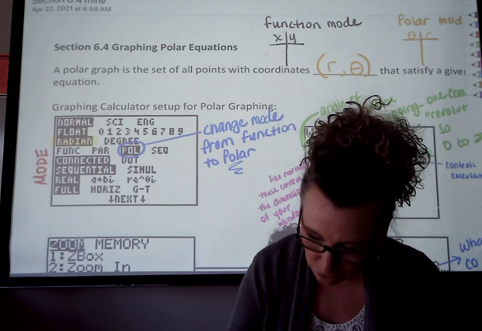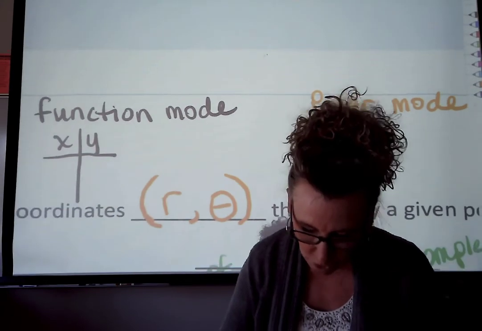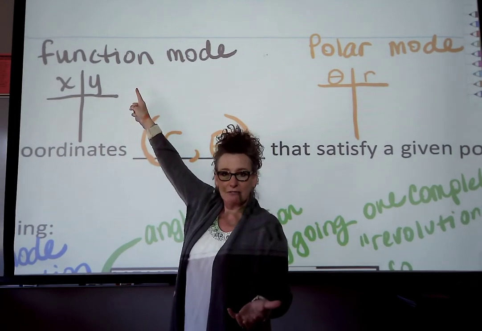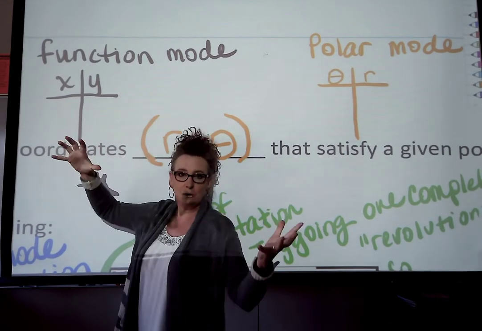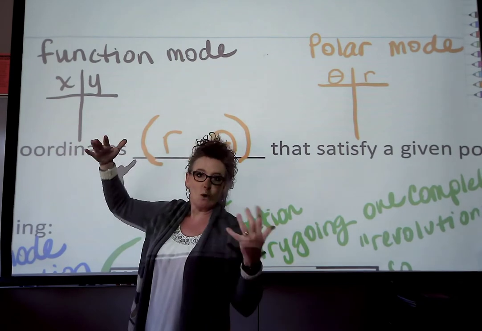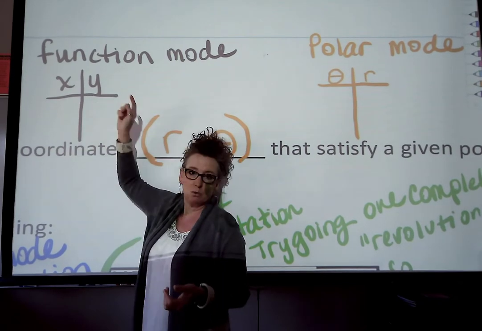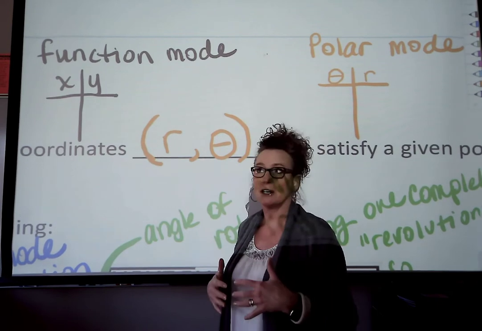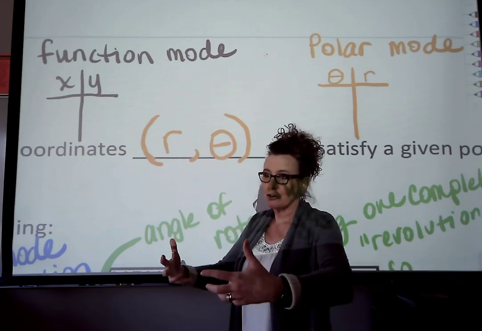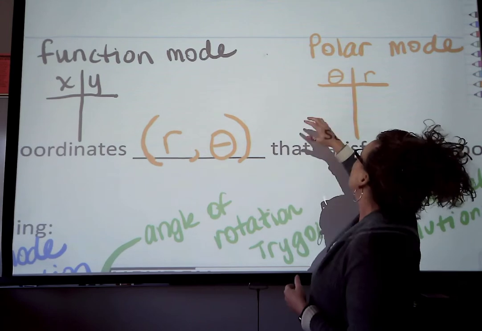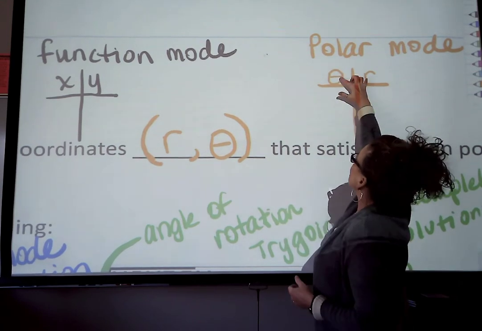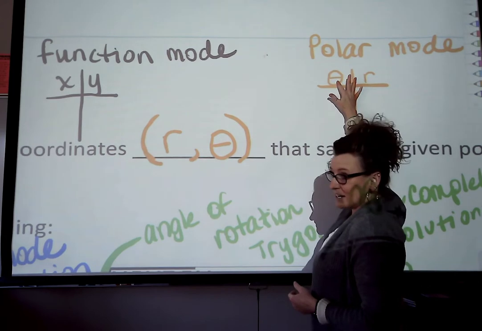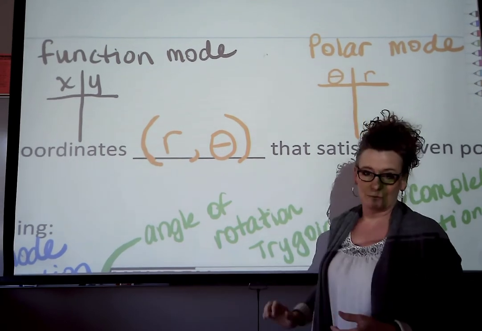Okay? So here's what you're used to. You're used to being in function mode in your graphing calculator, and all of your equations are basically set up y equals. There's an x involved and there's a y involved. Well, now we're going to be in polar mode, and I'm going to show you how to change the mode on your graphing calculator. And instead of having an xy table, we're going to have a theta and an r table.